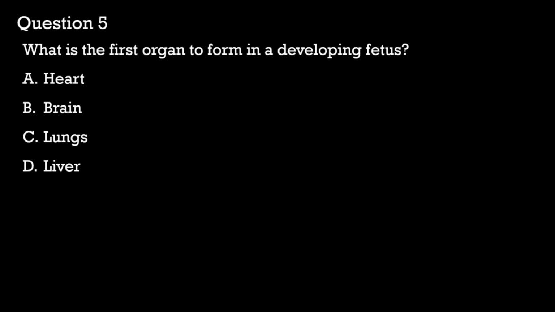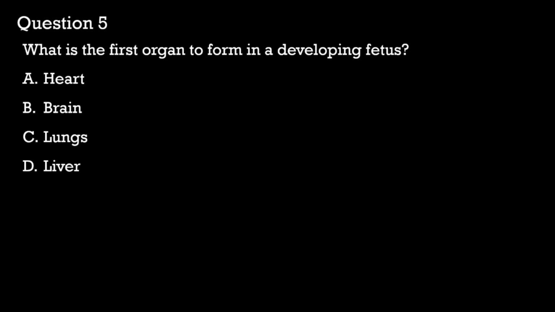Question 5. What is the first organ to form in a developing fetus? A. Heart. B. Brain. C. Lungs. D. Liver. In the human embryonic development, the heart is the first functional organ to form. It usually begins as a simple tube around 3 weeks after fertilization. However, it starts beating by the fourth week in order to circulate blood, supplying oxygen and nutrients to the growing embryo.